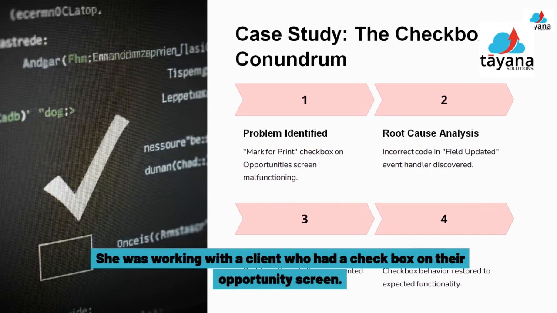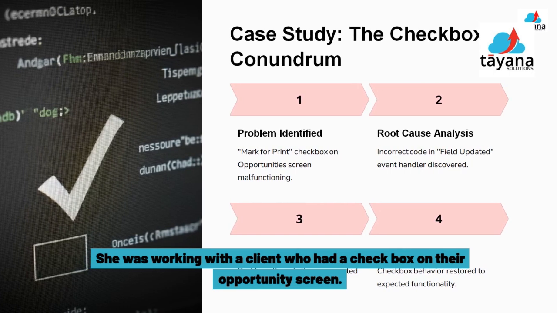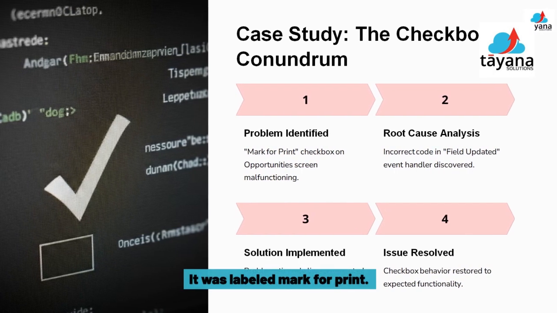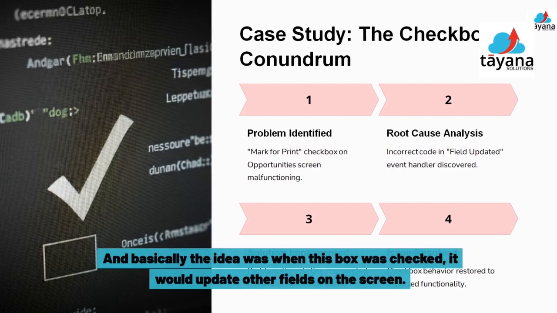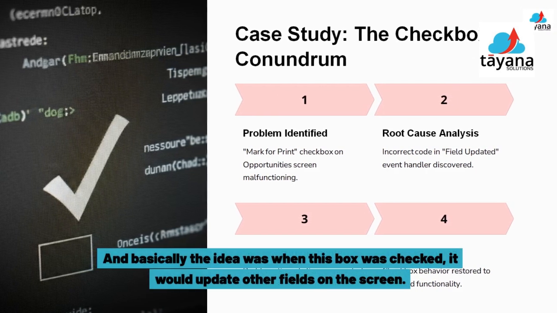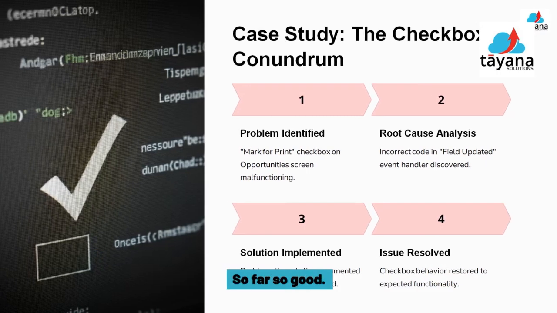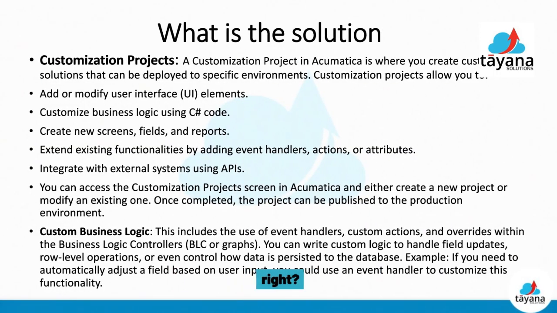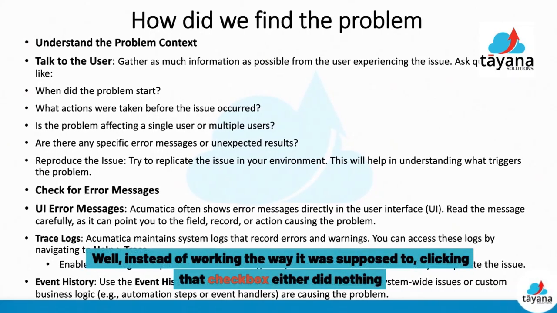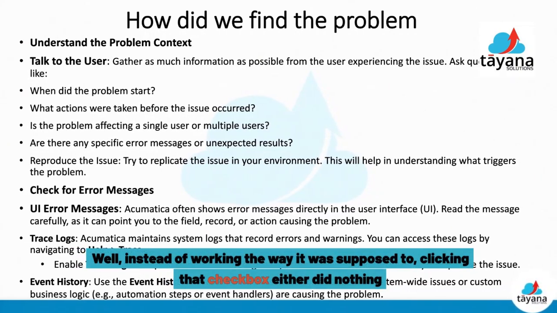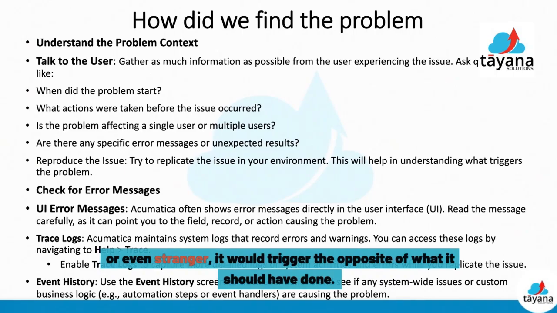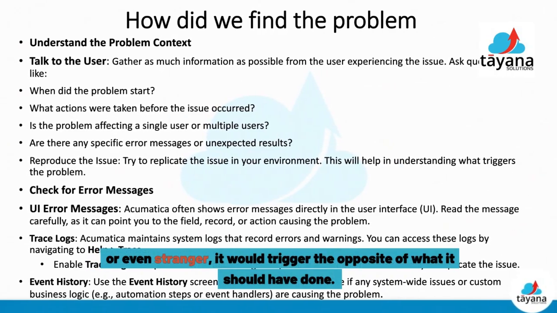She was working with a client who had a checkbox on their opportunity screen. It was labeled Marked for Print. Basically the idea was when this box was checked, it would update other fields on the screen. All right, so far so good. Seems pretty straightforward. What went wrong? Well, instead of working the way it was supposed to, clicking that checkbox either did nothing, or even stranger, it would trigger the opposite of what it should have done.